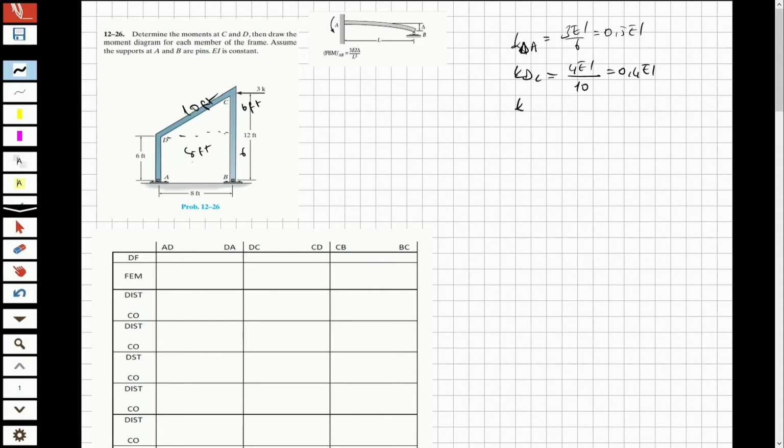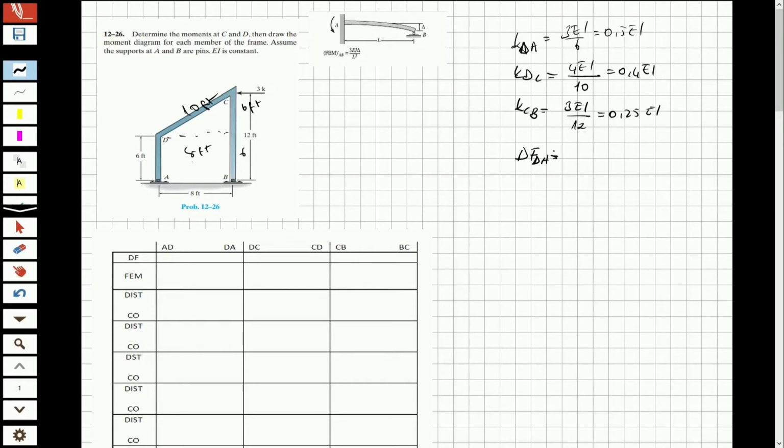And this is KCB. 3EI again, because we are going to use a modified formula like I said before, over 12, 0.25 EI. Now I have the stiffness factors. Let's find the distribution factors.